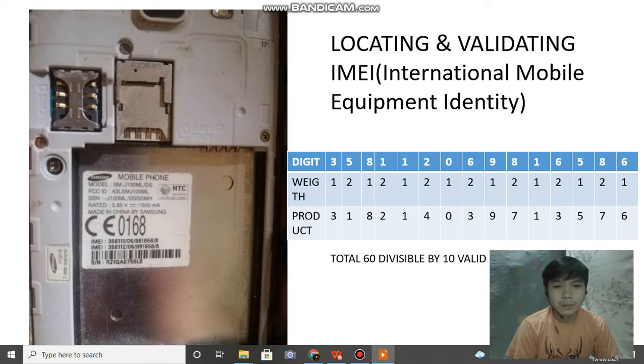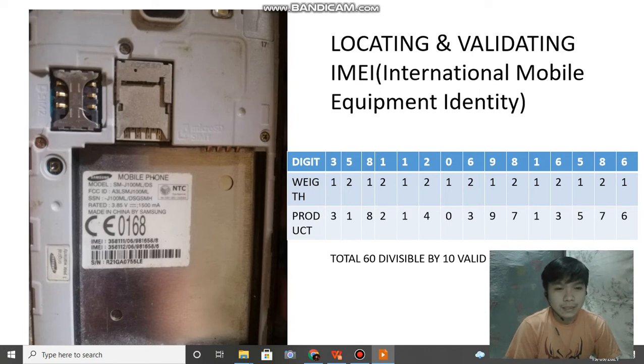So 8 times 1 is 8. 1 times 2 is 2. 1 times 1 is 1. 2 times 2 is 4. 0 times 1 is 0. 6 times 2 is 12. So 12 cannot be written as is; 1 plus 2 is equal to 3. So I put there 3.